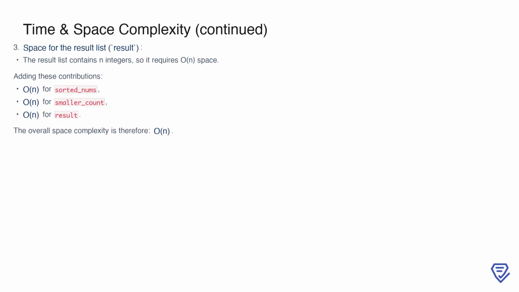Summing these contributions, we have n space for the sorted copy of nums, n space for the dictionary, and n space for the result list. Altogether, the overall space complexity of the solution is n, as all components scale linearly with the size of the input list. This balance between time and space usage makes the solution efficient and practical for large inputs.